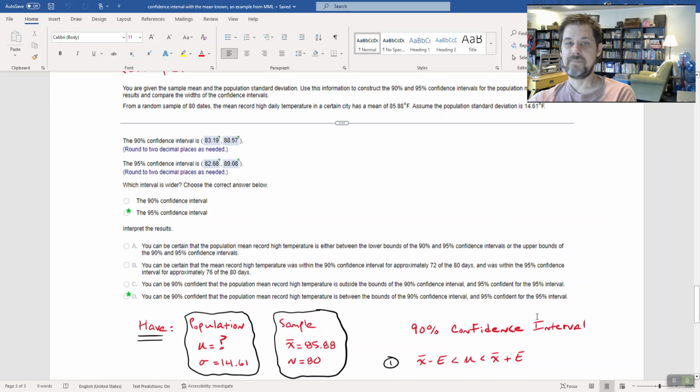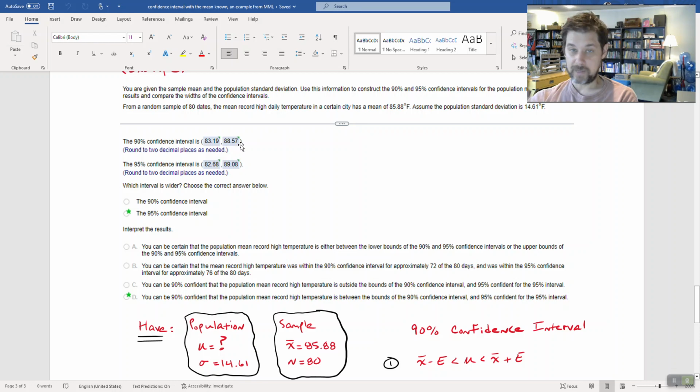Now in MyMathLab it's input this way right here. That's fine. Put it in like that. We're just saying that the population mean, this unknown thing, is somewhere between those two numbers.